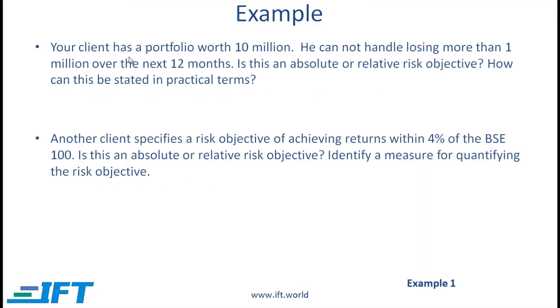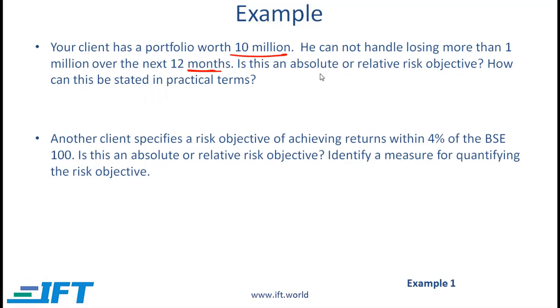Let's look at some examples now. Your client has a portfolio worth 10 million. He cannot handle losing more than 1 million over the next 12 months. Is this an absolute or relative risk objective? And how can this be stated in practical terms?